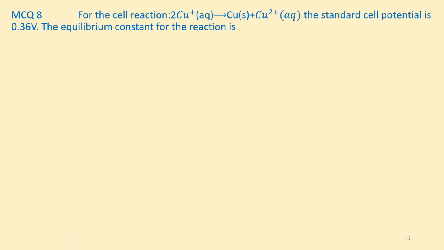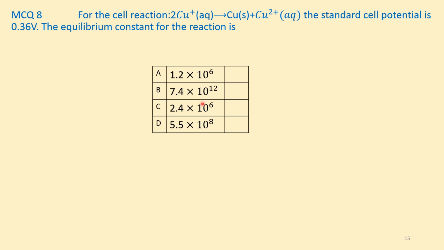Next question. For the cell reaction 2Cu plus aqueous, the products are Cu plus Cu2 plus aqueous. The standard cell potential is given as 0.36 volts. The equilibrium constant for the reaction is, four options are given. Option A 1.2 into 10 to the power of 6. Option B 7.4 into 10 to the 12. Option C is 2.4 into 10 to the power of 6. Option D is 5.5 into 10 to the power of 8. Please pause the video and work out and give the correct answer.